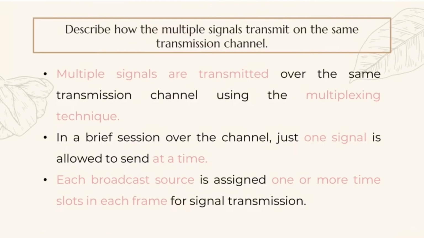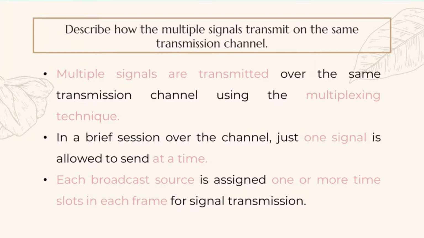There are a few questions that were asked in the discussion. Firstly, describe how the multiple signals transmit on the same transmission channel. Multiple signals are transmitted over the same transmission channel using the multiplexing technique. Multiplexing allows numerous signals to transmit in various time slots over the same channel. In a brief session over the channel, just one signal is allowed to send at a time.